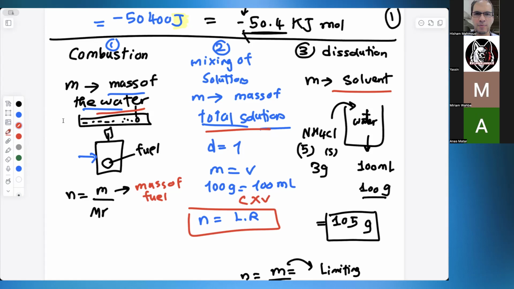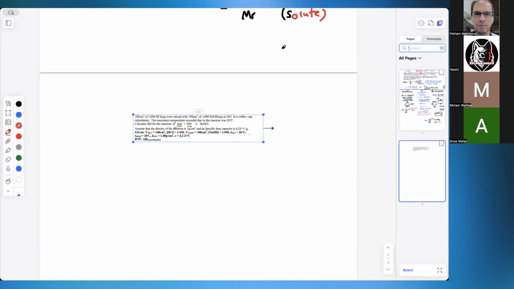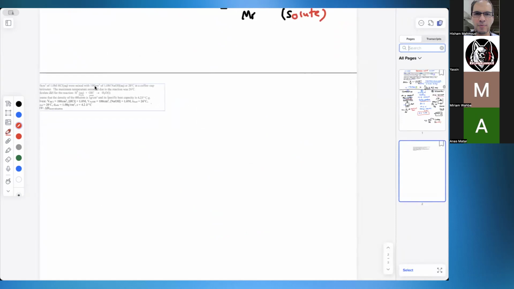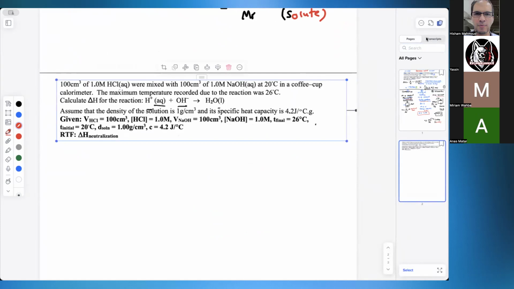Okay, let's see the second question. I have 0.600 grams of carbon. This is the question. It was mixed with 100 centimeter cube of 1 molar. We are still continuing the questions of unit 6.